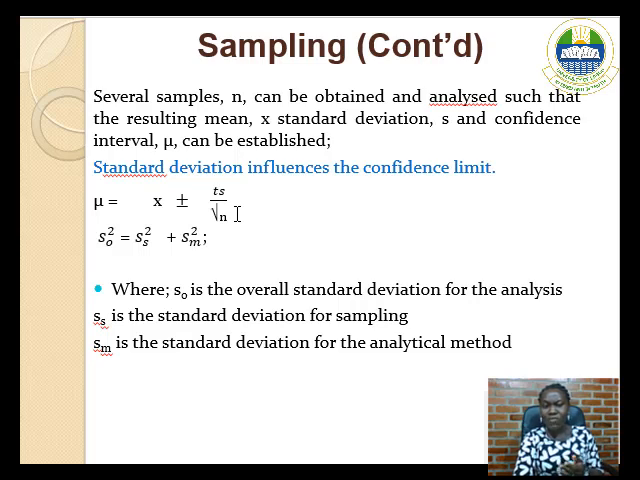Now we have that standard deviation influences the confidence limit. So we also have this formula, S naught squared equals SS squared plus SM squared, where S naught is the overall standard deviation, SS is the standard deviation for sampling, and SM is the standard deviation for the analytical method.